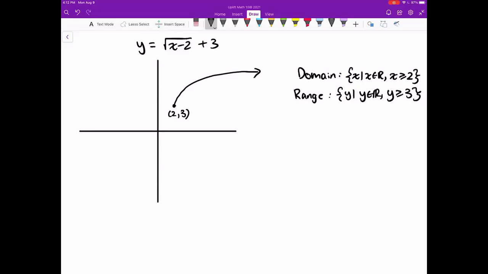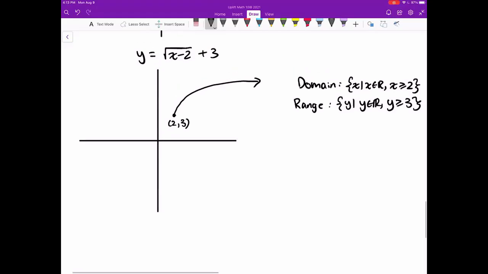From this, we can also see there's some kind of relationship between some of the parameters in the function and the domain and range. We can see that x is greater or equal to 2, and there's a -2 in the function, and y is greater or equal to 3, and there's a +3 in the function.